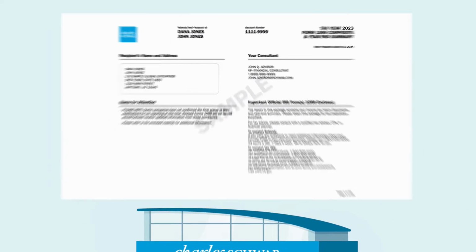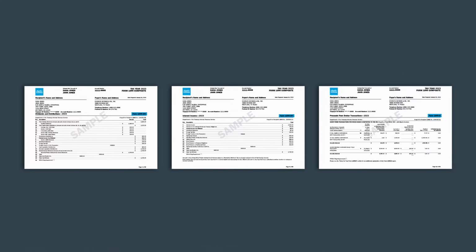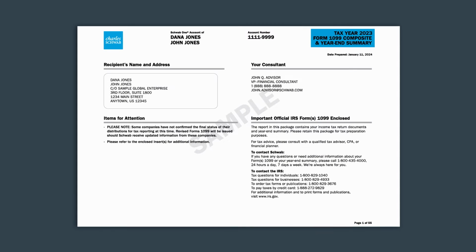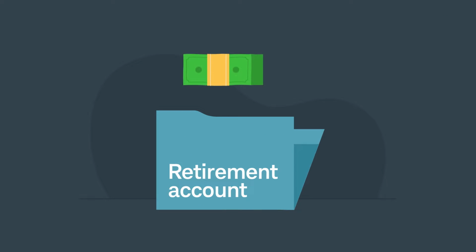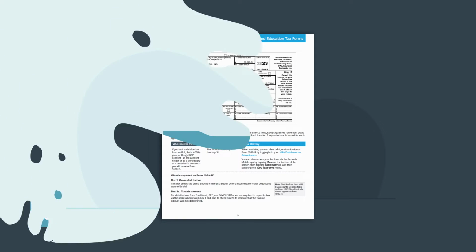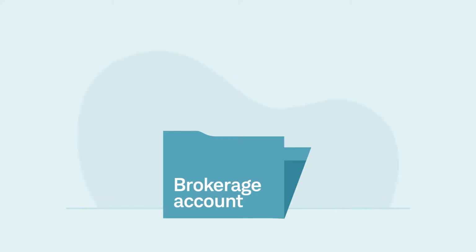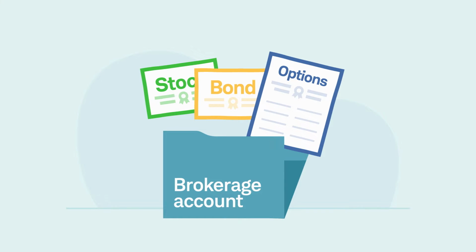At Schwab, you'll receive what's called a 1099 Composite and Year-End Summary. The Composite form simplifies the tax reporting process by consolidating several 1099s into a single document. Beyond the 1099 Composite, you may also receive other 1099s from Schwab. For example, if you have a retirement account and you took distributions from it during the year, you may receive a separate 1099-R.